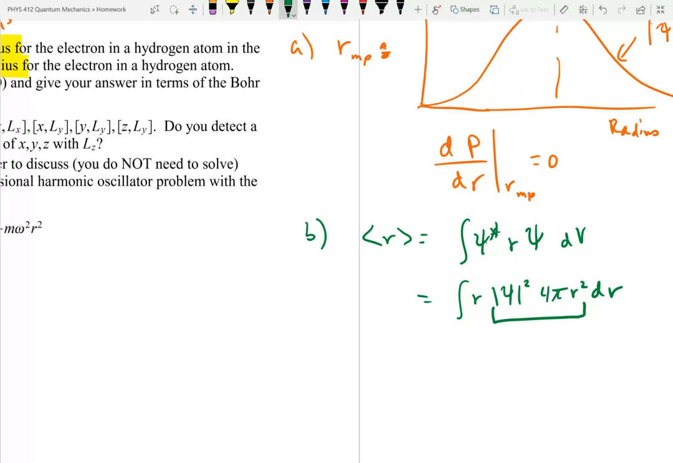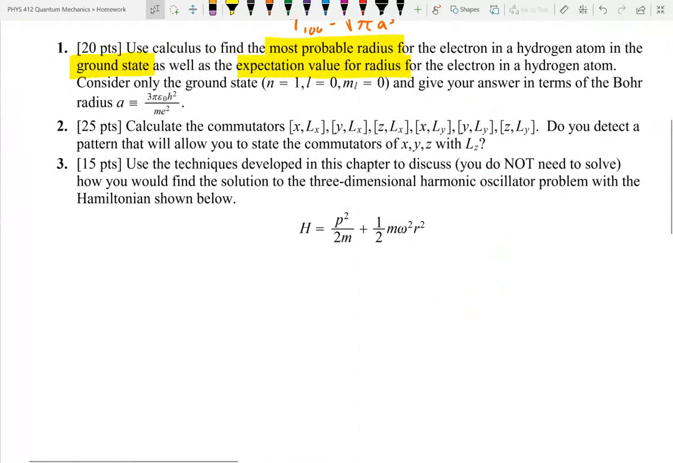And like I told you, you can find this done all over the place. The answers are very simple. They're both going to be answers that are just a times a constant, where a, going back, was defined as the Bohr radius. That was on page 150. A was defined for us. Right.